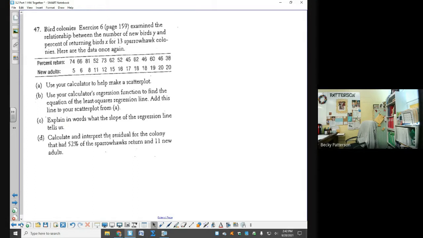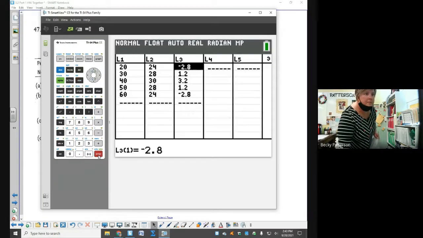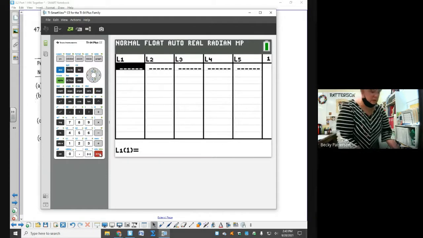Okay, so we're not going to draw it, but let's practice doing a scatter plot. So grab your calculators and throw this data in there. Now remember to hit clear on your list. Don't ever hit delete. But if you do hit delete, we can fix it.